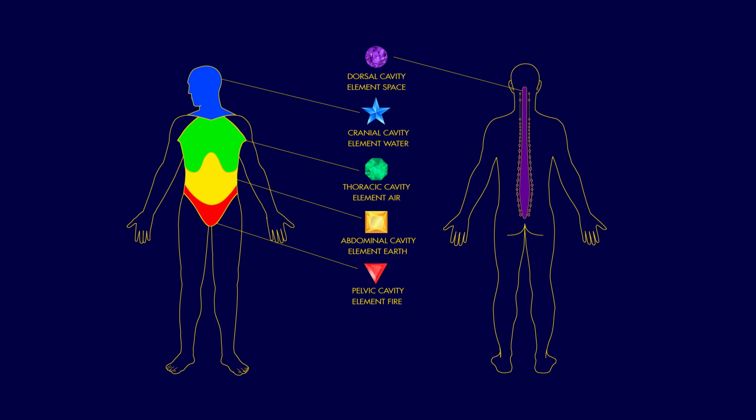4 Elements in Space Meditation. As you inhale and exhale slowly with your eyes closed, imagine your pelvic cavity red, your abdominal cavity yellow, your thoracic cavity green, your cranial cavity blue, and your dorsal cavity violet.